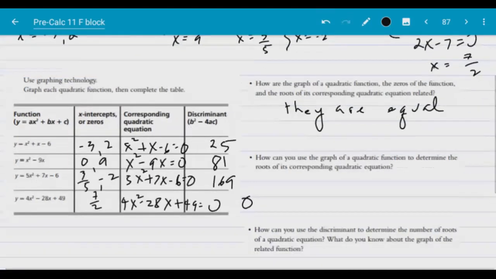How can you use the graph of a quadratic function to determine the roots of its corresponding quadratic equation? Well, the x-intercepts will tell you what the roots are. Find the x-intercepts. These are the roots, all right?